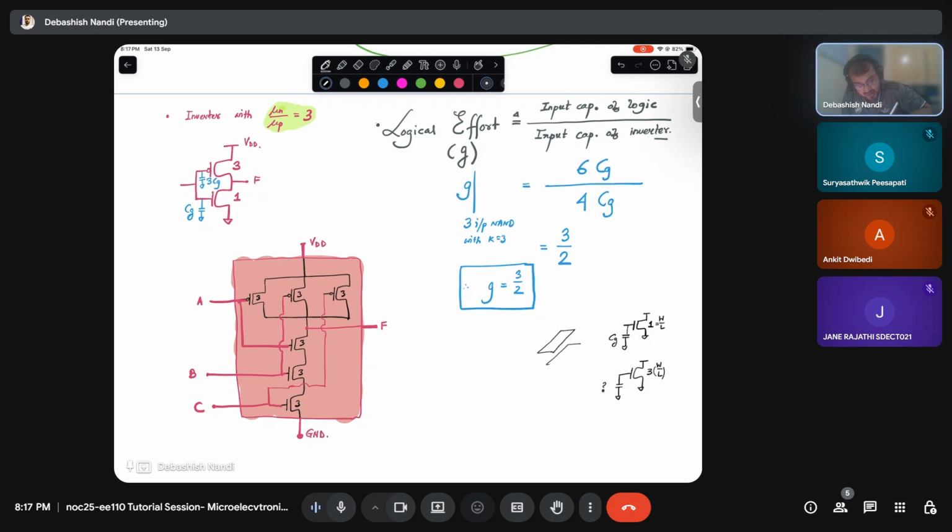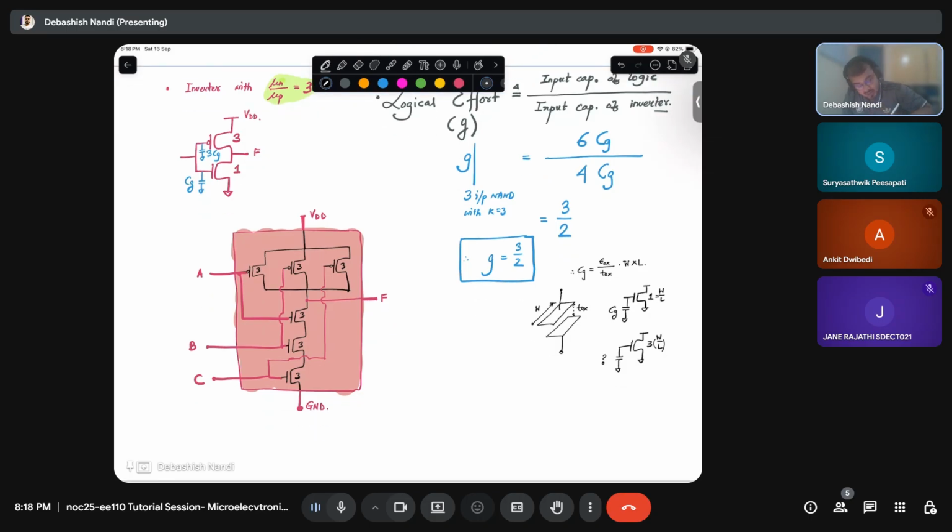Earlier you had a capacitor like this. This is your W. What is the capacitance if this is my Tox? Cg will be epsilon ox divided by Tox times area. Area is your W times L. Now you are increasing your W to 3 times.